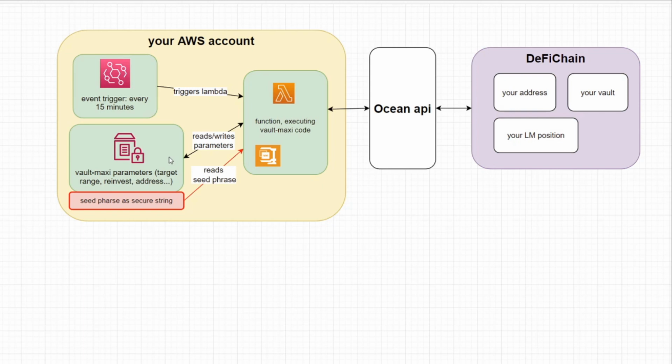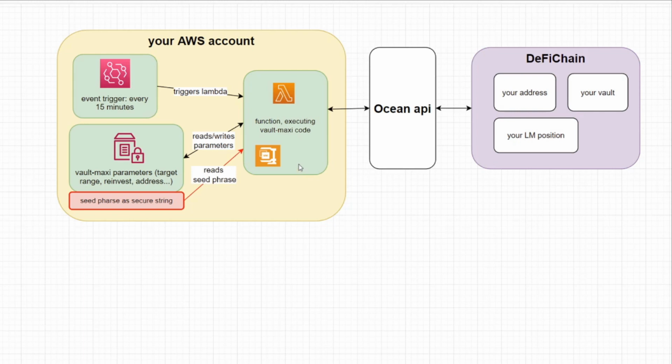There's only one parameter that it also writes, and that's the state. Because this function is triggered every 15 minutes, it basically starts fresh every time, and theoretically doesn't know that it did something before. It just reads the parameters, says, okay, that's my address that I work on, asks the Ocean API for the data from this address, checks the stuff, maybe executes something, and that's it. And 15 minutes later, it does the same thing again, fresh.